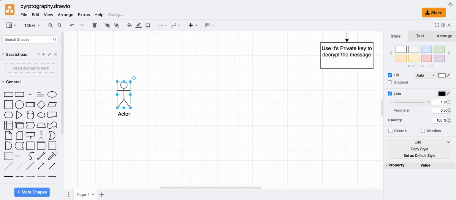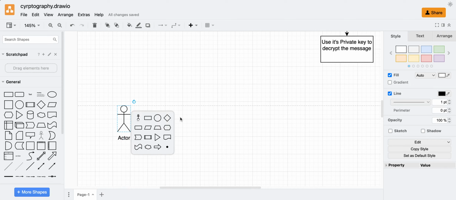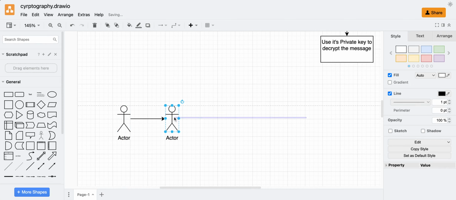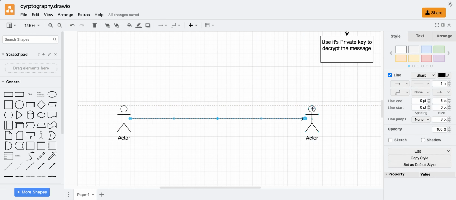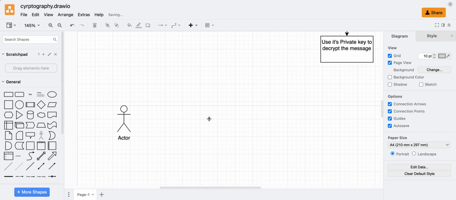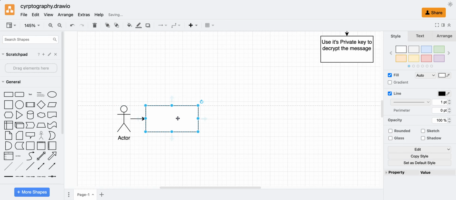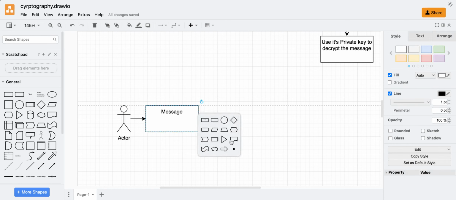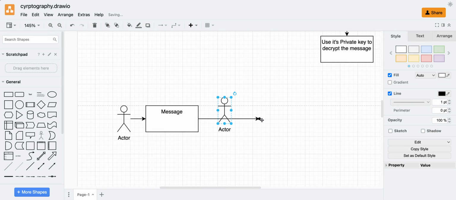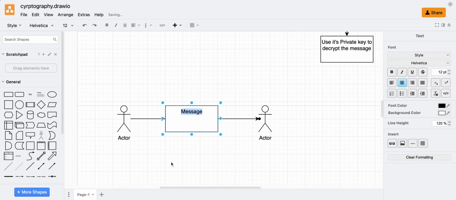So let's say here I have a message, and here I am going to have another user B. So they want to send this message. What are they going to use? First they can use B's public key.